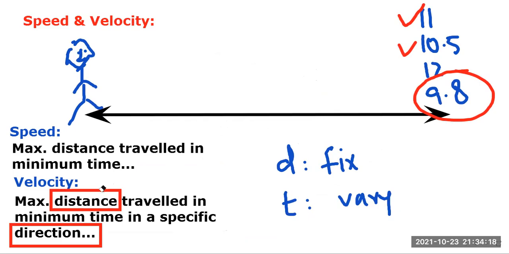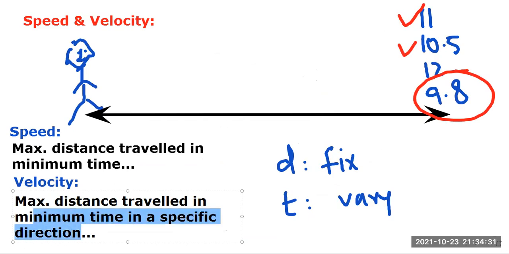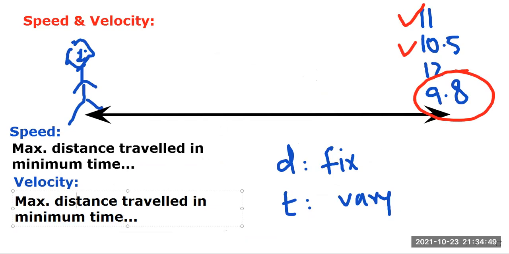So I'm going to combine these two words. Distance with direction would be displacement. So I can say, not distance, is this clear? Ji, sir. Maximum displacement traveled in unit time is maximum velocity. Traveled in unit time is velocity.